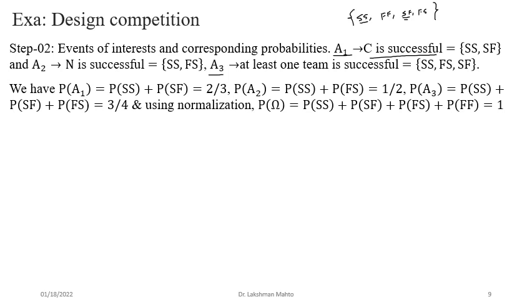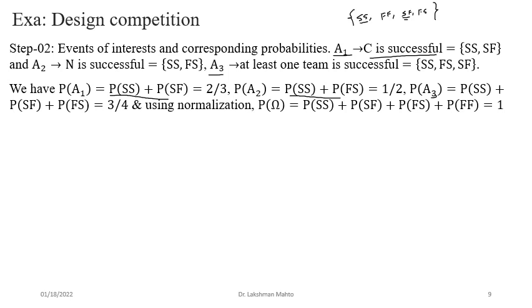At the outcome level, that's why we directly sum the probabilities, and that is equal to 2 by 3. And here also, in the same way, we sum the probabilities, and that is equal to 1 by 2. And what is the probability of A3? At least one team is successful, which is also given: 3 by 4. Either both succeed or one succeeds, so all these three outcomes come together.